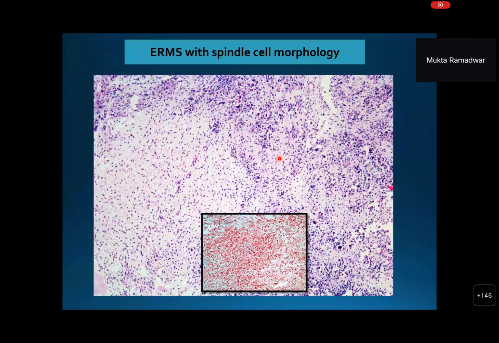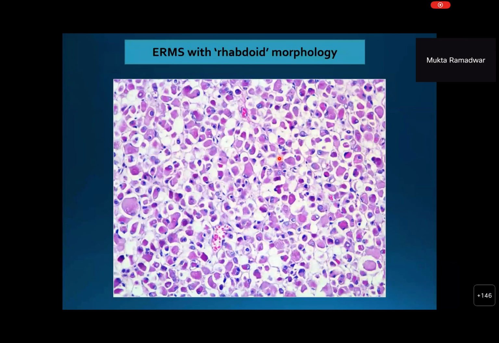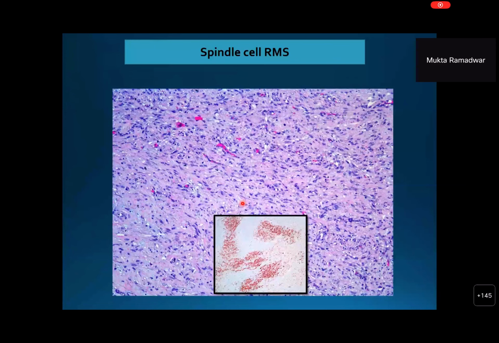Okay, so this is the ERMS with rhabdoid morphology, and this is a post-chemotherapy rhabdomyosarcoma. So that is rather unfortunate when it comes to the diagnostic process that we are dealing with. This is a higher magnification of a spindle cell rhabdomyosarcoma, strongly desmin positive, anaplastic rhabdomyosarcoma. Right. So now next, let's move to, okay, we don't have much time.